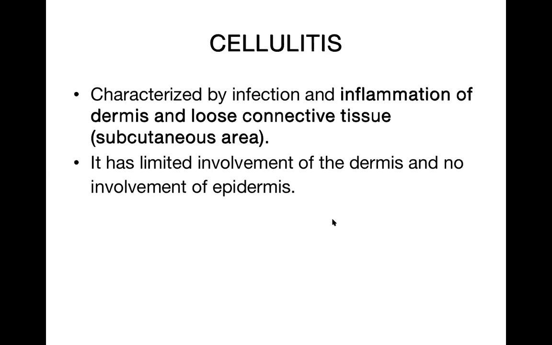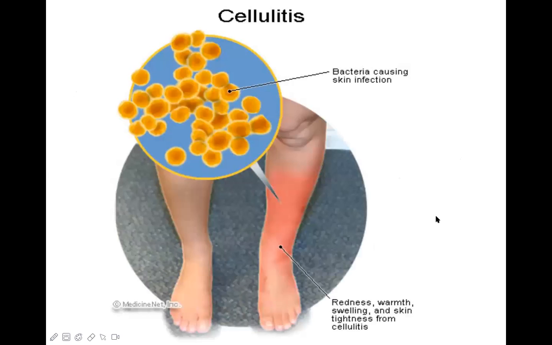Now, see there is no involvement of epidermis at all. Okay, and it has limited involvement of the dermis. So mainly it is involving the subcutaneous area. Now this is one of the pictures showing cellulitis. Okay, in the lower limb, redness, warmth, swelling, and skin tightness. Redness or erythema. Okay, warmth, isn't it? Warmth, swelling, and skin tightness from the cellulitis. All of these are important features of cellulitis. Remember, there are no blisters here usually, okay, because this is a deep-seated infection. This is a very, very important point.